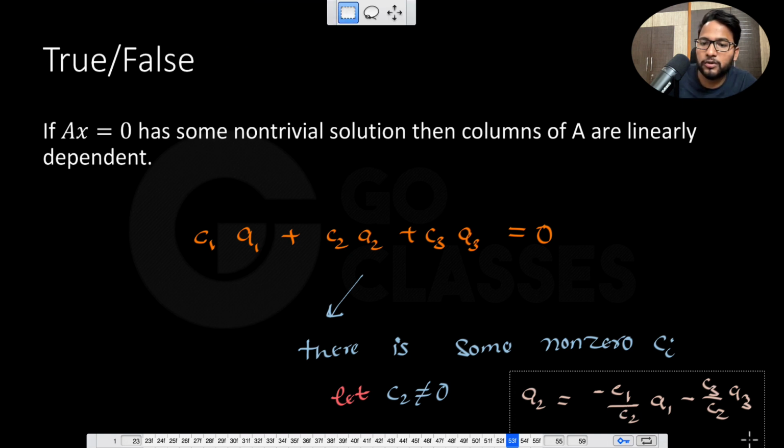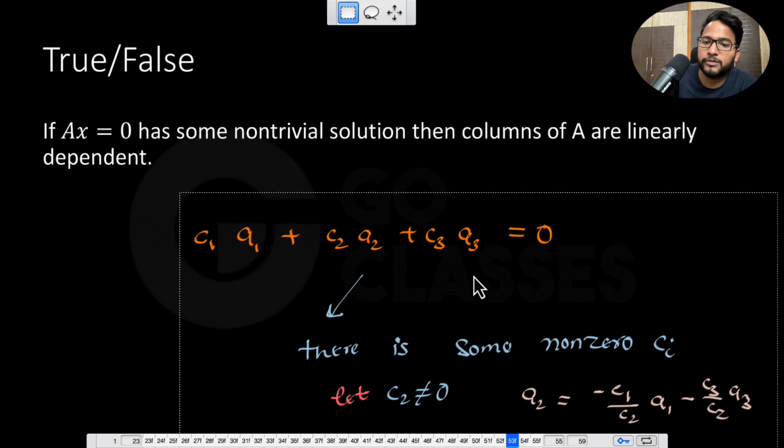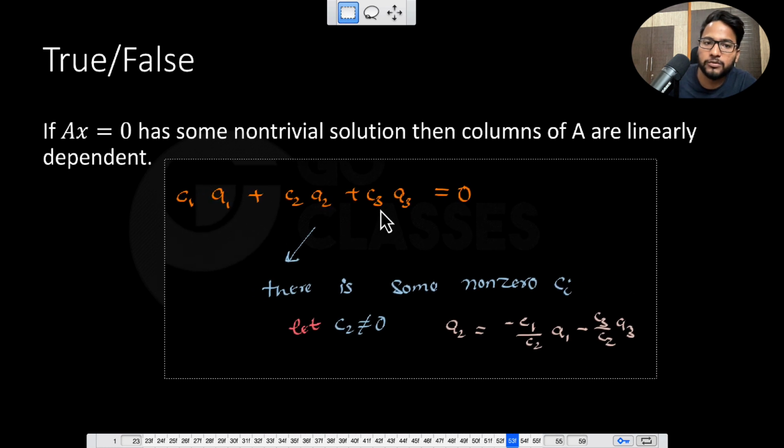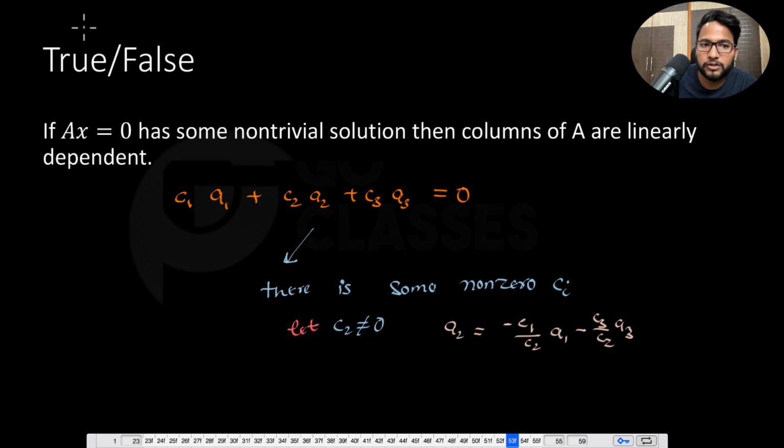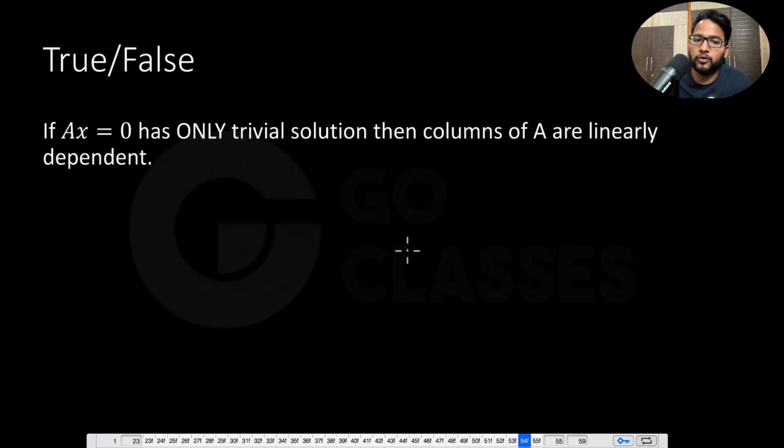So if C2 is not equal to 0, then you can write this A2, and then you can say the columns are linearly dependent. So if they are saying that there is a non-trivial solution that exists, then it means that columns are linearly dependent. Then the answer of this question is true, right? Answer of this question is true. I hope you understood why it is true. Now let's just see one more question.